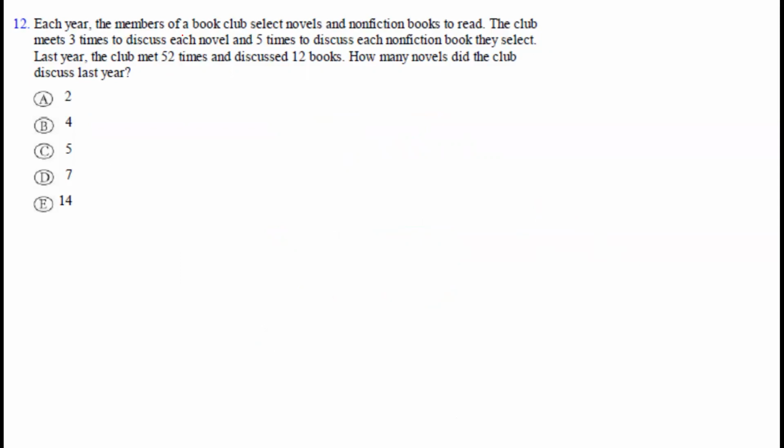Question 12. Each year, the members of a book club select novels and non-fiction books to read. The club meets 3 times to discuss each novel and 5 times to discuss each non-fiction book. So 3 times for novels plus 5 times for non-fiction books they select. Last year, the club meets 52 times. So this would be equal to 52.